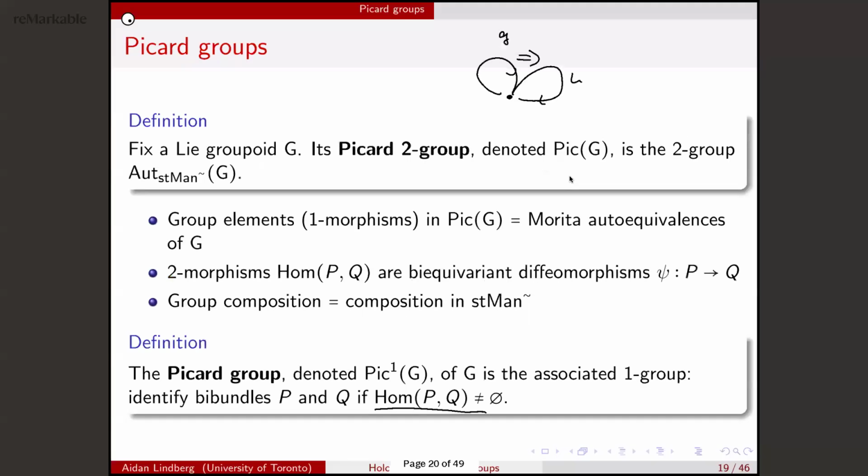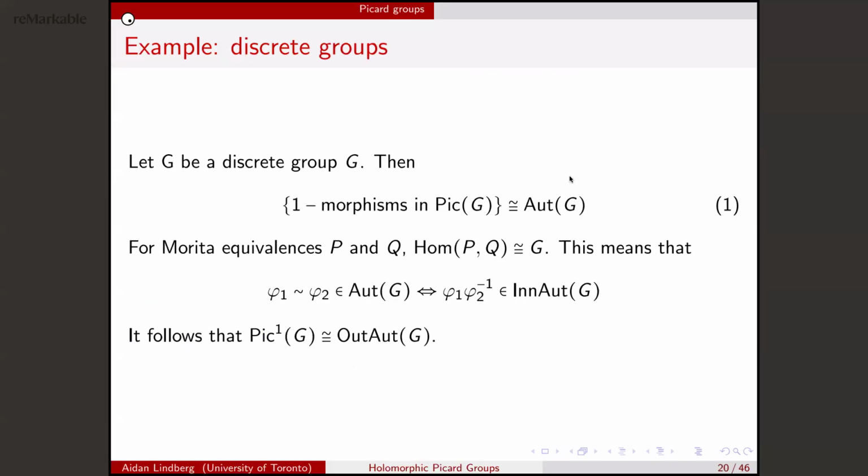All right, so let's go back to this example of discrete groups. So we saw that if you have G, then the 1-morphisms, or Morita autoequivalences, of G, thought of as a Lie groupoid, are in correspondence with automorphisms of G.